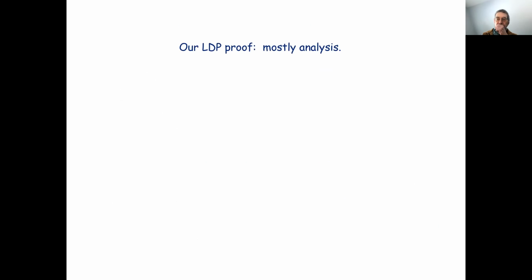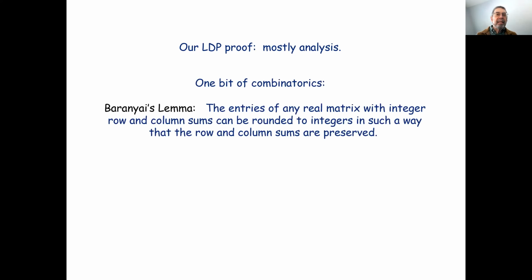Okay, so our proof of this large deviation principle is basically from scratch and uses a lot of analysis. But I wanted to mention one very nice combinatorial lemma which comes up in our proof. And that is Baranyai's lemma, which says that if you have a real matrix with integer row and column sums, then you can round each entry up or down in such a way that both the row and the column sums are preserved.